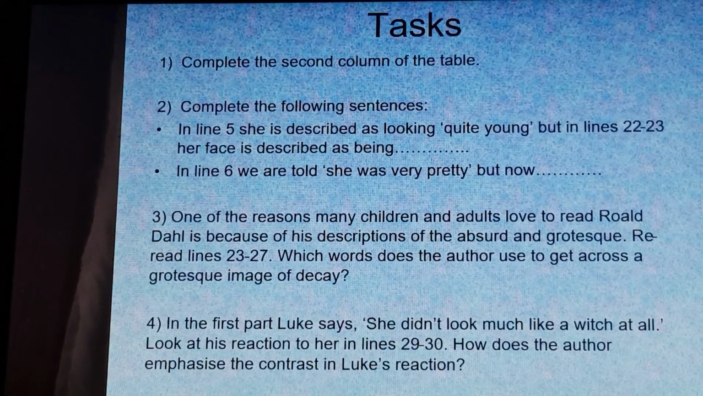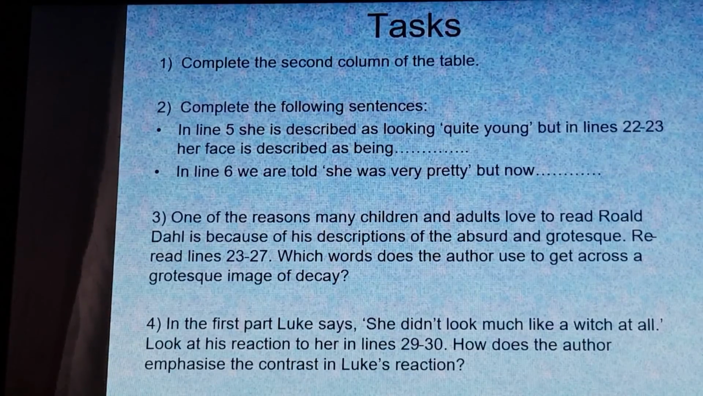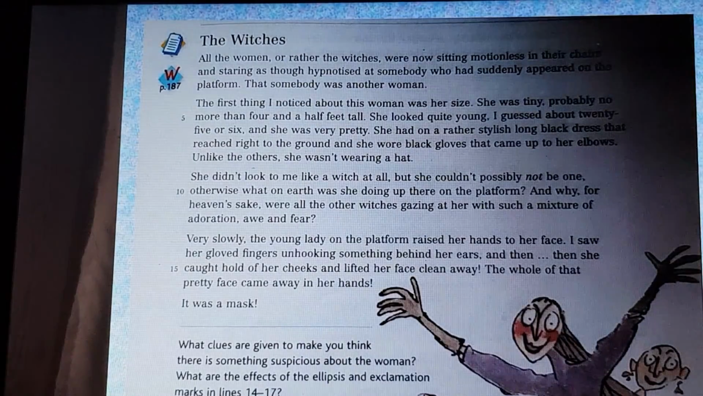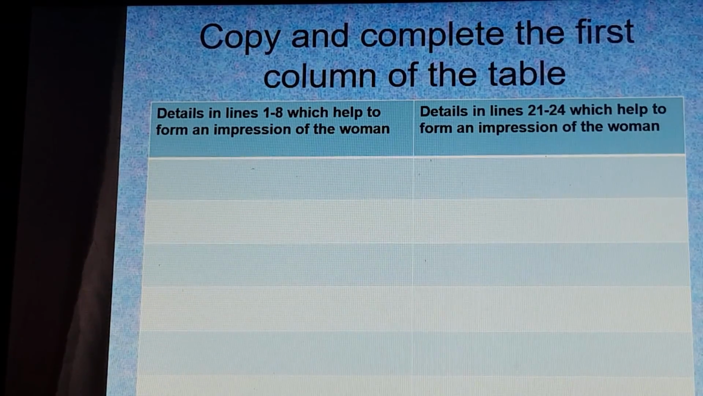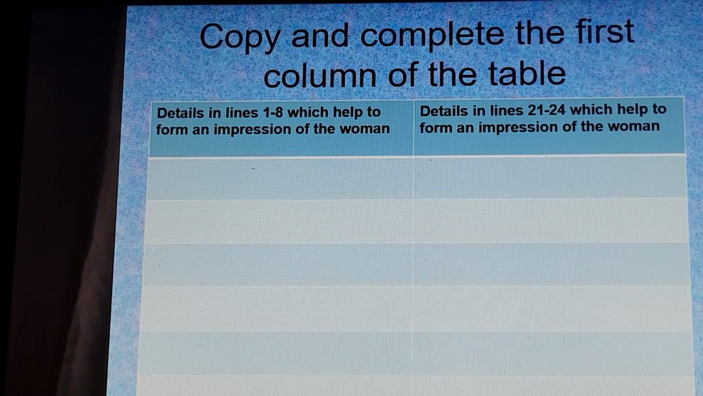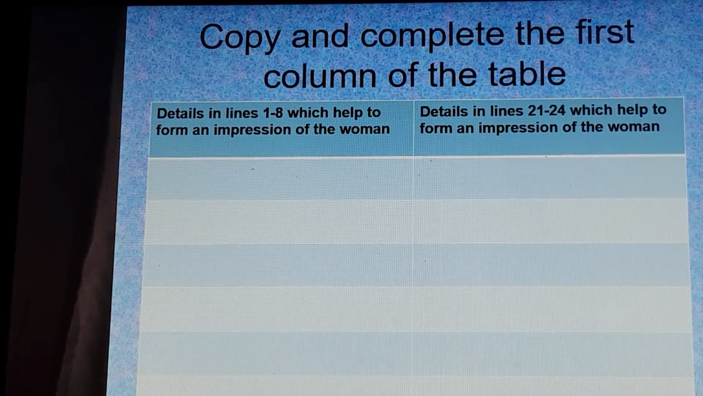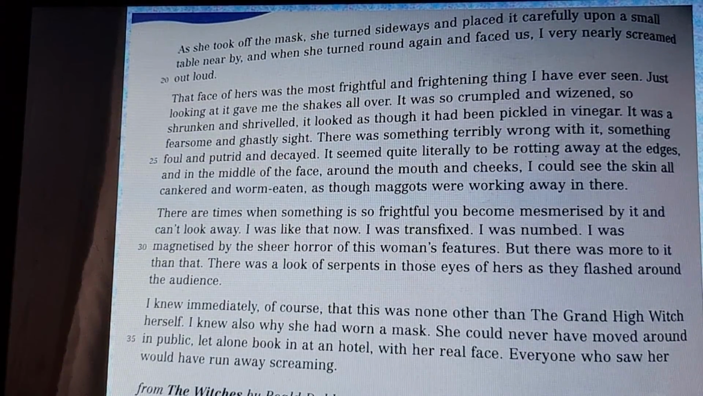So firstly, we need to complete the second column of the table, okay? So let's just have a look at what we're doing there. In the second column of the table, we're filling in details in lines 21 to 24, which help to form an impression of the woman, okay? So lines 21 to 24, which is the first part of the second paragraph that we've just looked at. Okay, so you can see it there.